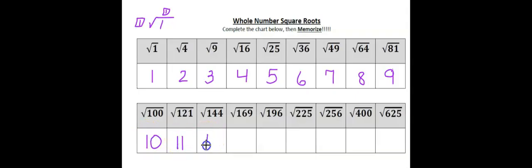Read them to yourself. Be careful here because I jumped. What's the square root of 400? So if you have an area of 400, what number times itself gives you 400? Well, 2 times 2 is 4, but I need 2 zeros after, so it has to be 20 and 20. And what number times itself gives you 625? And the answer is 25.